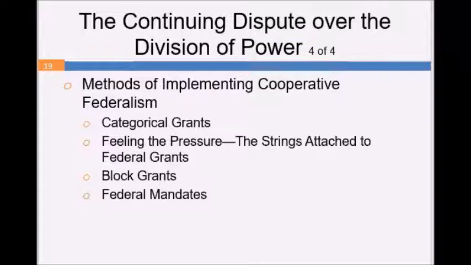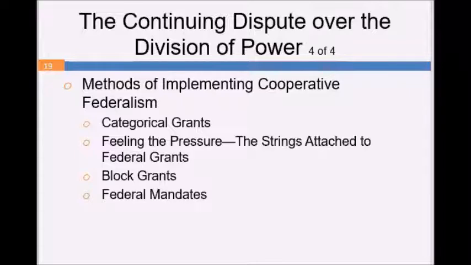Feeling the pressure. The strings attached to federal grants. Usually such grants must include matching funds from the state or local government. Often, grants have significant strings attached. We have block grants. Now, mayors, governors, city councils, they prefer the block grant. A block grant allows the state or local governments more leeway in deciding how to spend funds for a specific type of governmental service, such as health care.